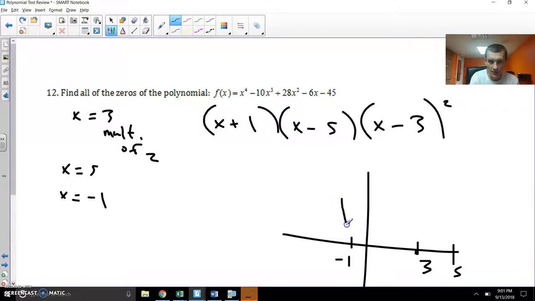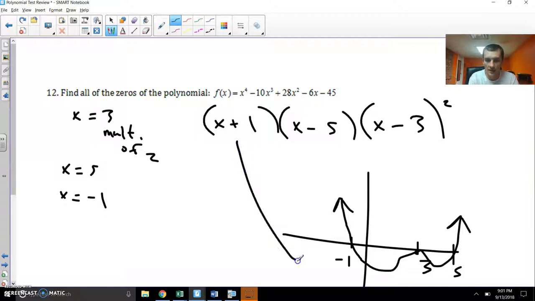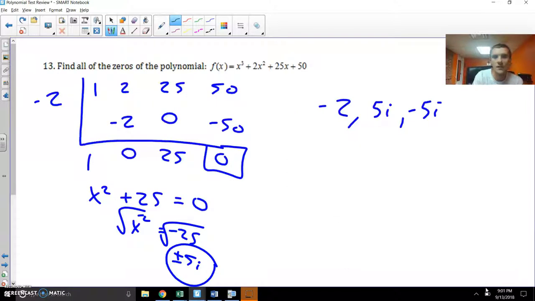It came through -1, it bounced at -3, and then went back up through 5. And then I was able to demonstrate how we can turn that into factored form, thinking backwards. X plus 1 goes with -1. Since it bounced, we know it must have been x minus 3 squared, and then it went through at 5, so it's also x minus 5.